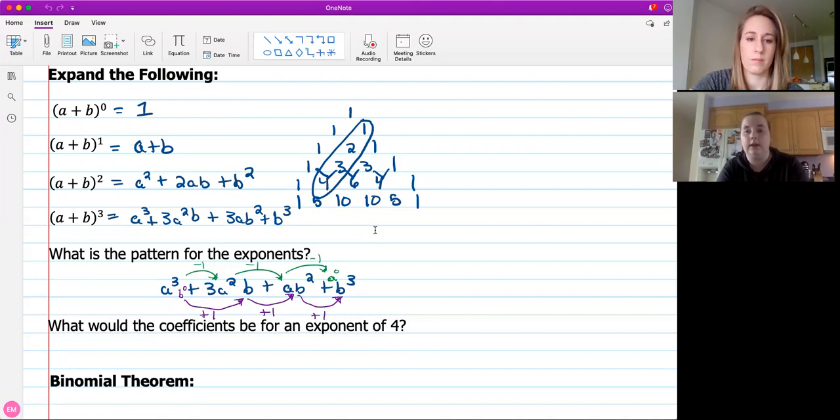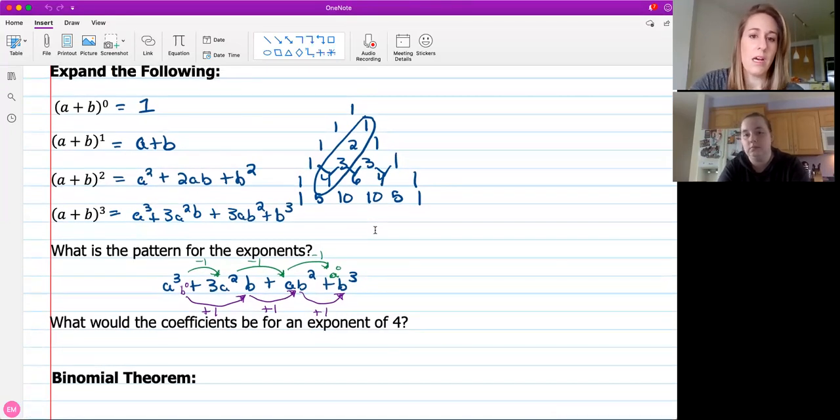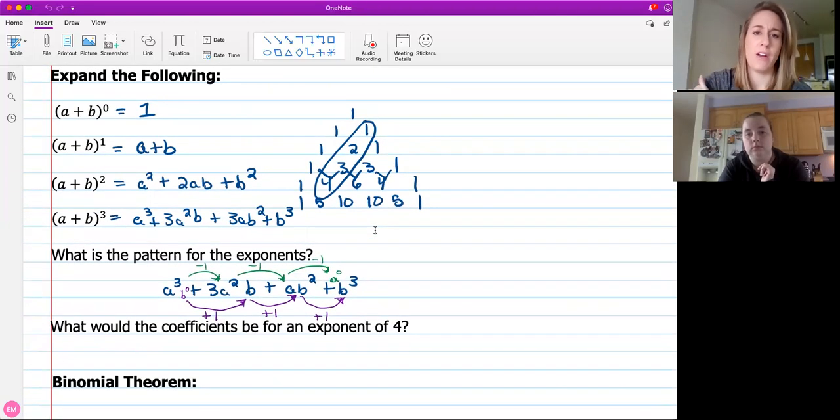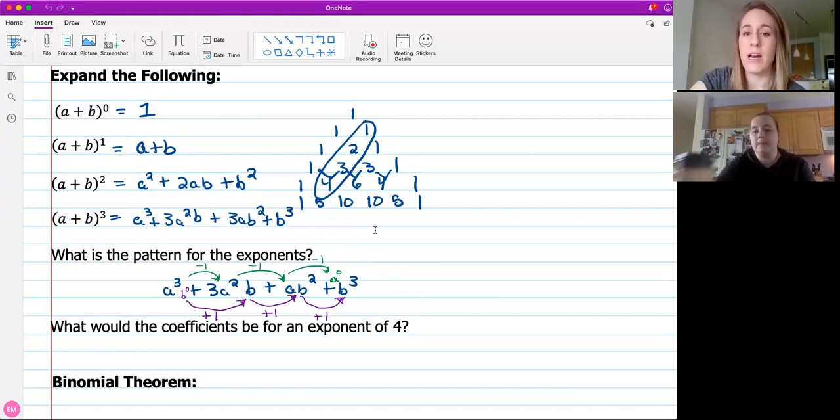Anything to add, Miss Lassie? No, just the pattern. Some of you in Algebra 2 did Pascal's triangle for one of your projects, so hopefully you've seen this pattern before. But this just gives you an easy way to find the coefficients of a binomial to a certain power, right?